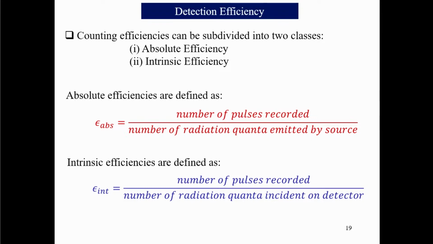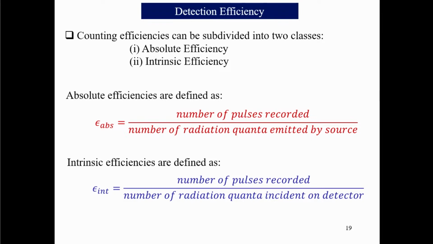So, the absolute efficiency of the detector is only 5%. The absolute efficiency is that simple: the radiation is actually emitted in 4 pi direction, in all the directions, but the detector can only detect some of them. So, that ratio is basically the absolute efficiency of the detector.